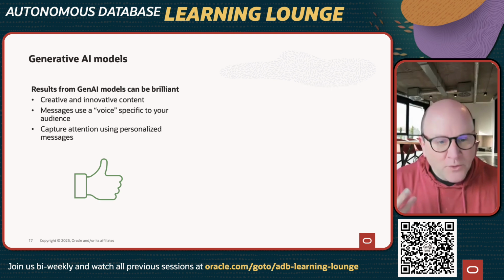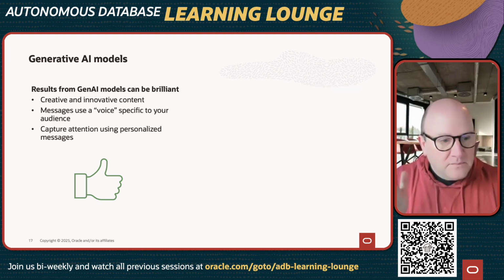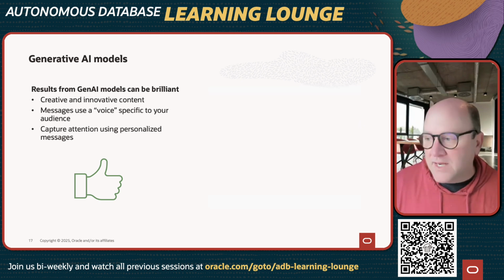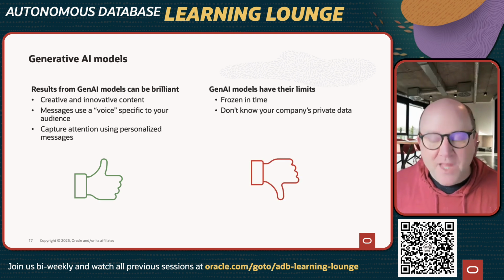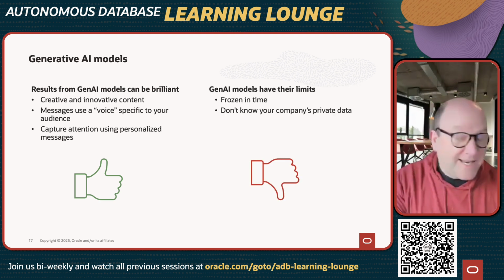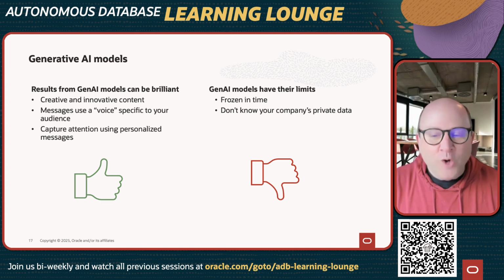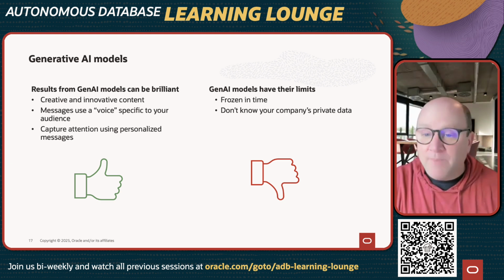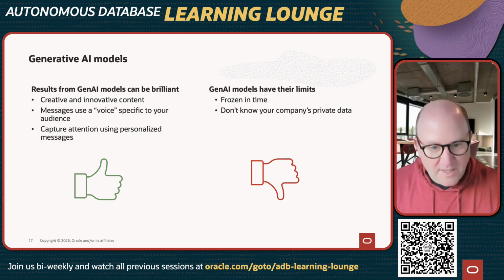Now, the results from these models, and this is where AI vector search comes in, right? LLMs are absolutely amazing in terms of their ability to generate creative content, but they have challenges too, right? They don't know about your data, your company's data, and they're frozen in time, right? It might be a year ago, 2 years ago. Regardless, it doesn't have the information that's taking place right now, like your database might have.